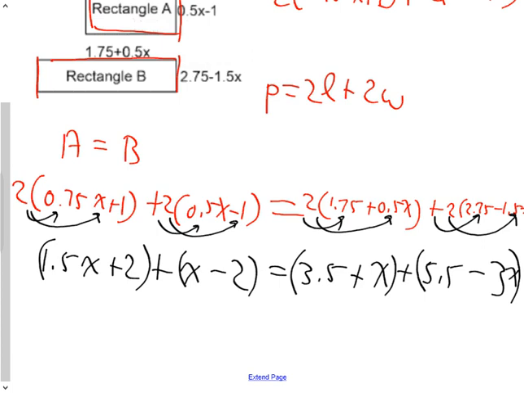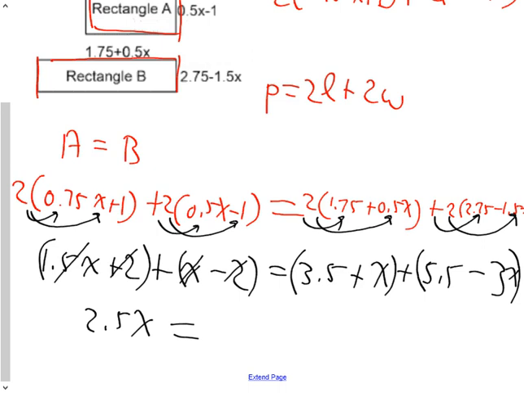What do you suppose our next step is? I don't want to start isolating yet. What do I want to do? I want to simplify both my left and right because I haven't collected like terms or gathered like terms. I want to simplify that into hopefully a binomial. Gathering like terms, 1.5x and x is going to be 2.5x. A positive 2 and a negative 2 make 0. So the nice thing is, when I simplify the perimeter of rectangle A, I end up with a monomial, 2.5x.